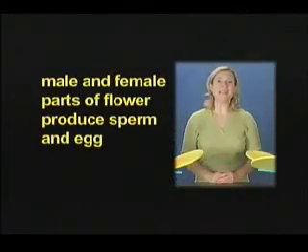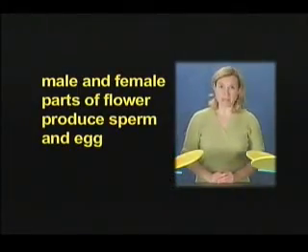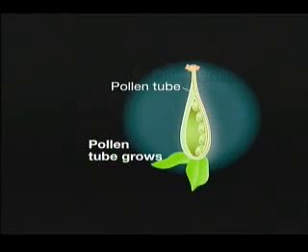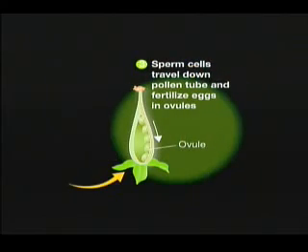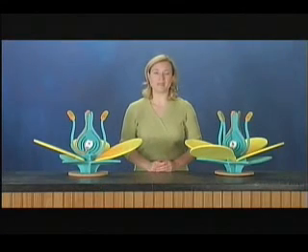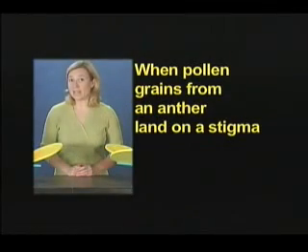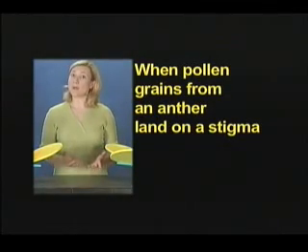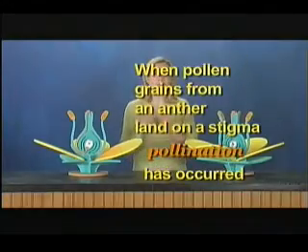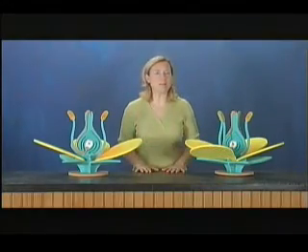So now you see that the male and female parts of a flower produce the sperm and egg. The sperm cell in the pollen grain must come in contact with the egg cell in the ovule before a seed can develop. When pollen grains from the anther land on a stigma, pollination has occurred. Wait a minute. Let's back up.